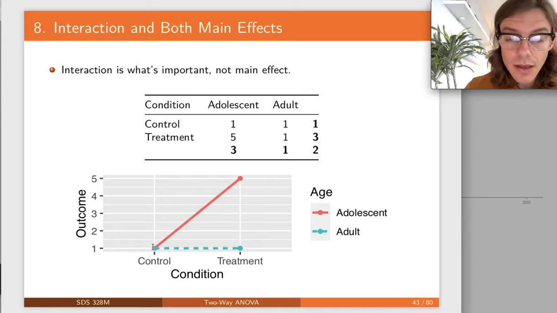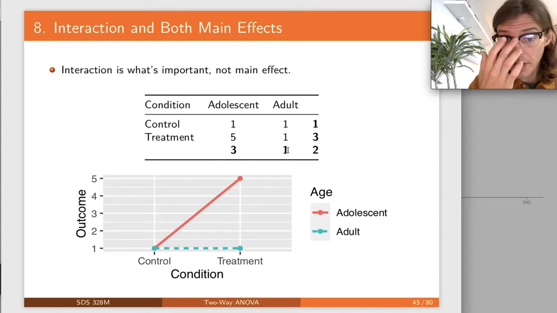That's a main effect. Likewise, you can average the adolescent dots and the adult dots and see if there's a main effect of age. For adolescents, the average outcome was 3, right? Average of 1 and 5 is 3. For adults, the average outcome is 1, right? For adults, it makes no difference. If you're in the control group or treatment group, the average outcome is 1. So adolescents are doing better than adults on average. So there are two main effects here, right?